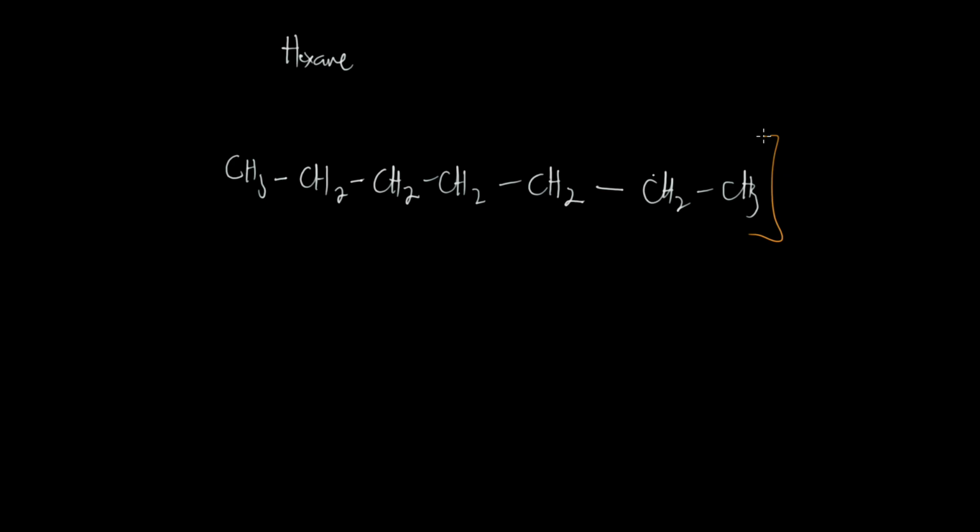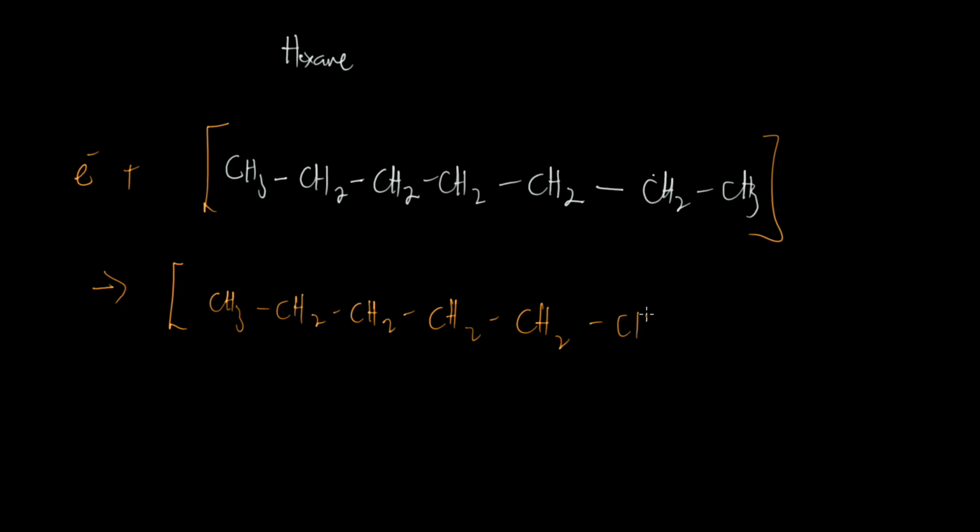So the first thing that happens is that this neutral molecule is bombarded with a high energy electron. So what then you have is this whole structure here: CH3, CH2, CH2, CH2, CH2, CH2, and CH3. So this whole structure here gives a radical cation, right?